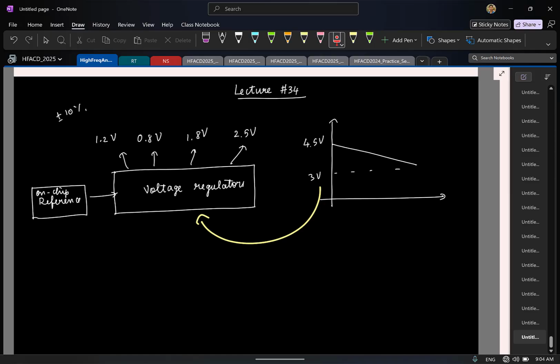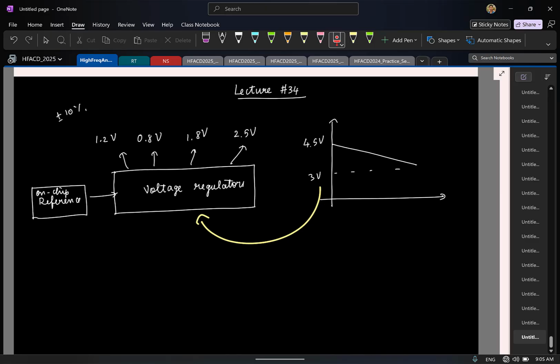So we'll look at both of these. We'll look at how to generate on-chip references, and we'll briefly see voltage regulators in the rest of the course. So first let's start with how to make an on-chip reference. The goal of this on-chip reference is to generate a voltage which remains constant irrespective of any variations in your process, voltage or temperature.